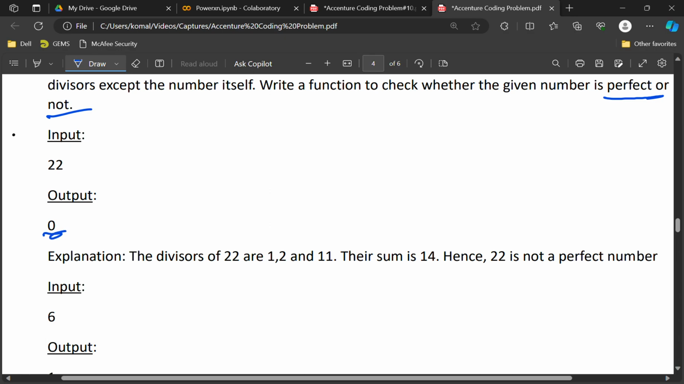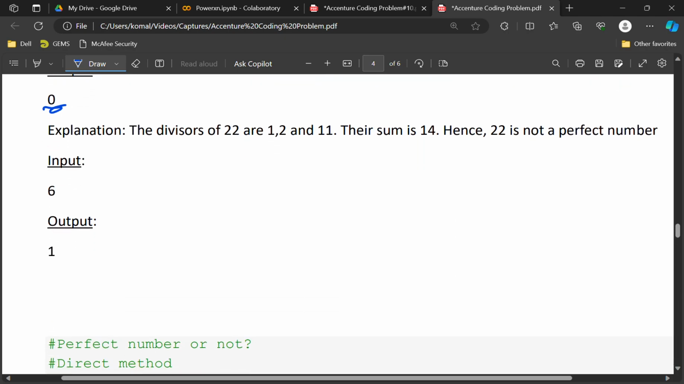Then another input, 6. The divisors of 6 are 1, 2, 3, and of course 6 should not be considered. What is the sum of these divisors? 1 plus 2 plus 3, that is equal to 6. That's why the output is produced as 1.